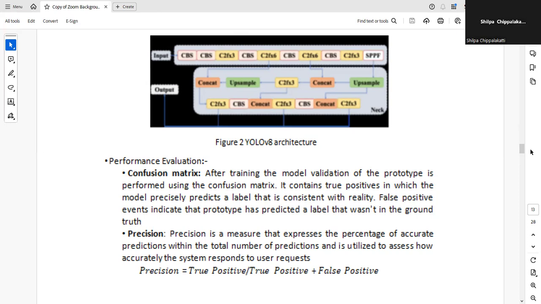It contains true positives, in which the model precisely predicts a label that is consistent with reality. False positives indicate that the prototype has predicted a label that wasn't in the ground truth. Precision. Precision is a measure that expresses the percentage of accurate predictions within the total number of predictions, and is utilized to assess how accurately the system responds to the user request. Precision is calculated by the formula: true positive divided by true positive plus false positive.